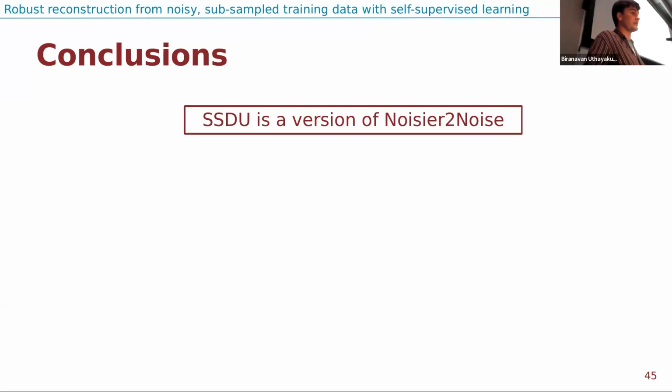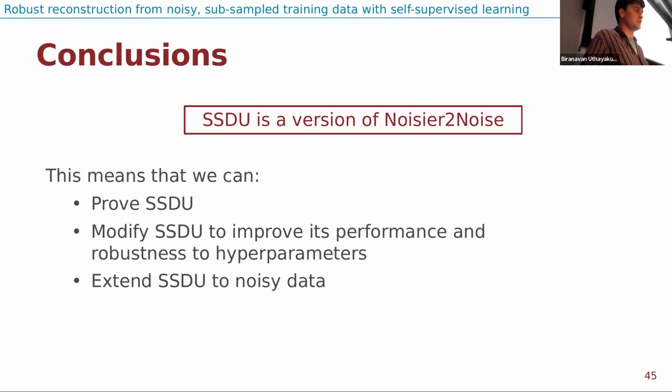Okay, to wrap everything up, the main takeaway from this is that we can understand this widely used self-supervised method, SSDU, as a version of noisier-to-noise. And this means that we can improve SSDU and its performance by modifying it. And we also find that it improves its robustness to hyperparameters. And it gives us a natural way to extend SSDU to noisy data.